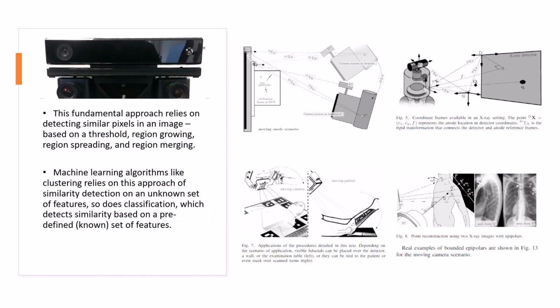This fundamental approach relies on detecting similar pixels in an image. Machine learning algorithms and classification detect similarities based on predefined known set of features. With these features, we can utilize the information via landmarks to make the automation process work and also to create different images from the data that we've received.